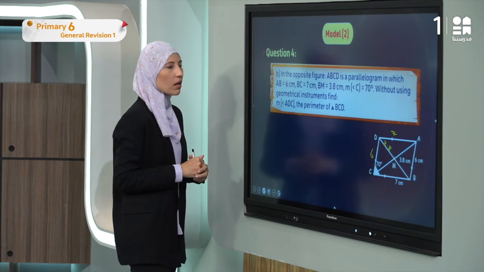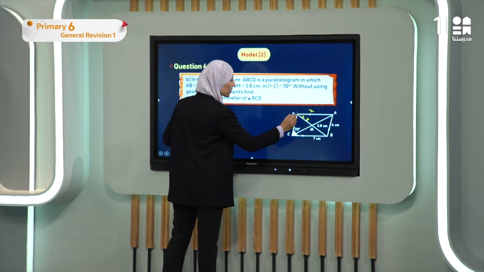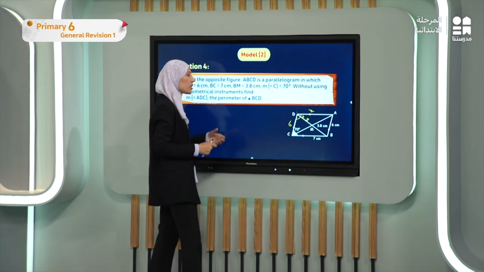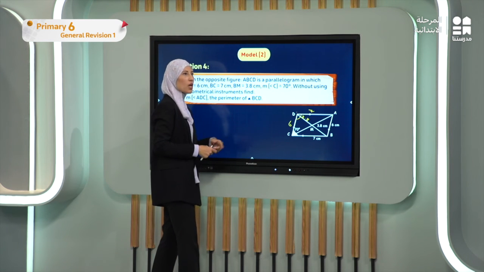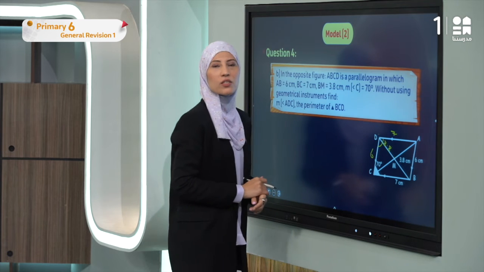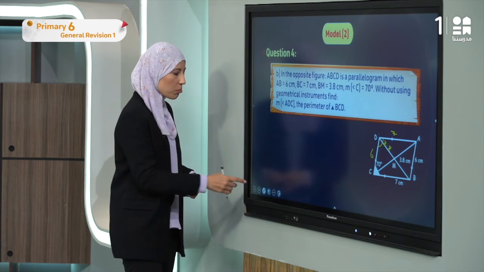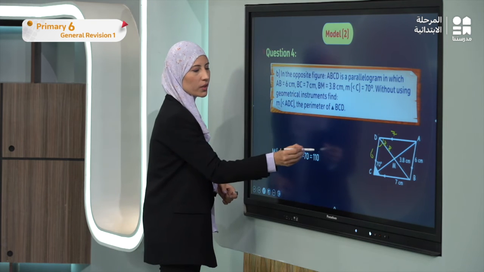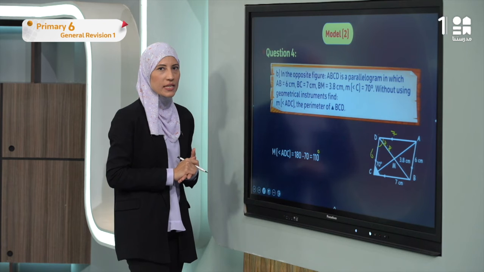First, to find angle ADC, let's see ADC. I want to find this whole angle. I have 70 here, so D is consecutive with C, because they share one side. What is the rule of consecutive angles? The sum of two consecutive angles equals 180. So to find the measure of angle D, I will do 180 minus 70, which gives me 110 degrees. So the measure of angle ADC equals 110 degrees.